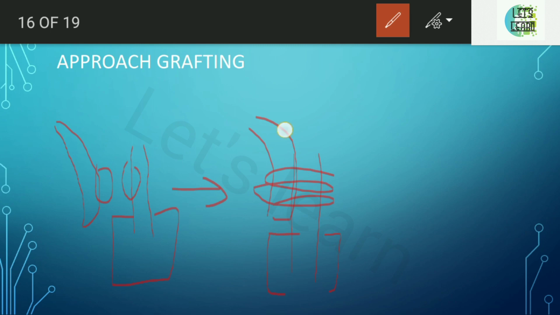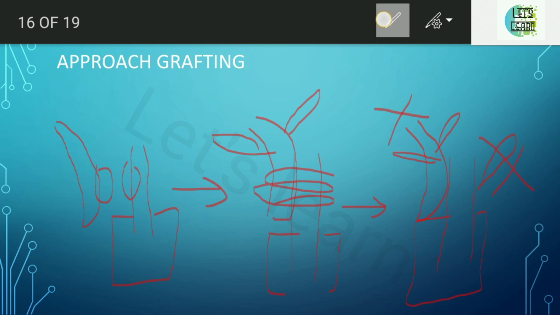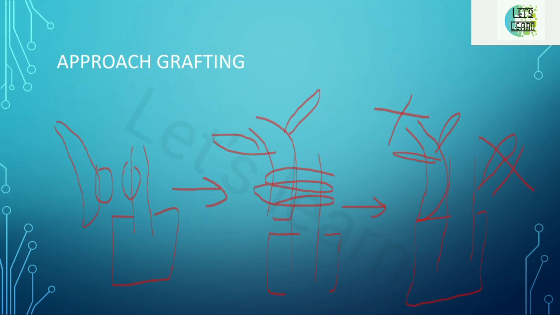After that, this should be joined with the rootstock and the polythene strip should be tied. After you see bud formation after 3 or 4 months, this scion must be detached from the mother plant, and the rootstock should be given proper growth. If you see any growth from the rootstock, this should also be detached. Okay, so this is inarch or approach grafting.